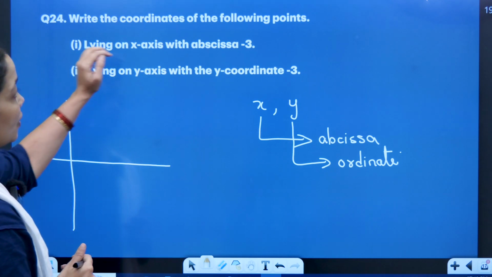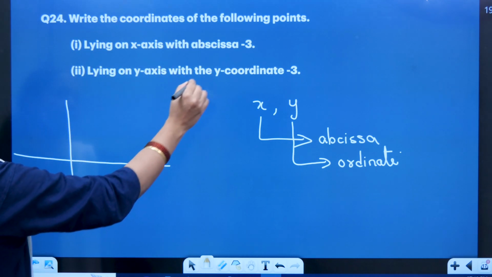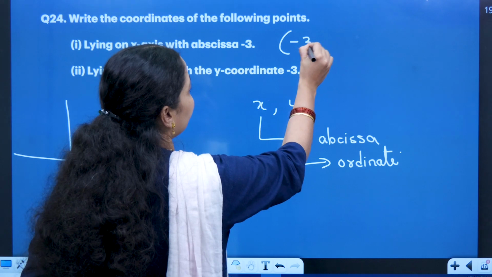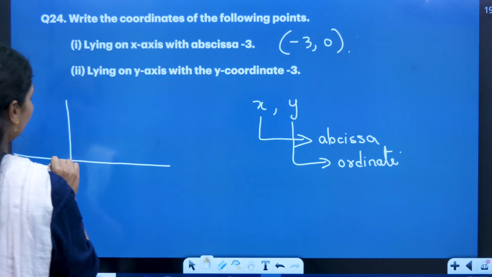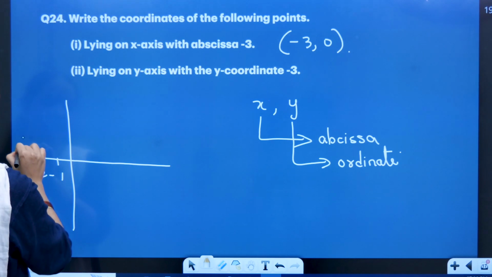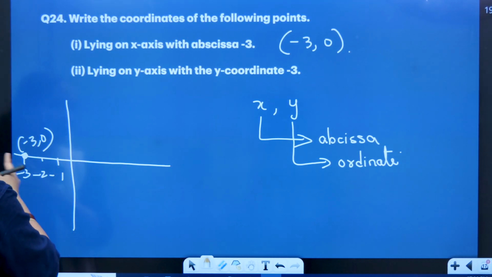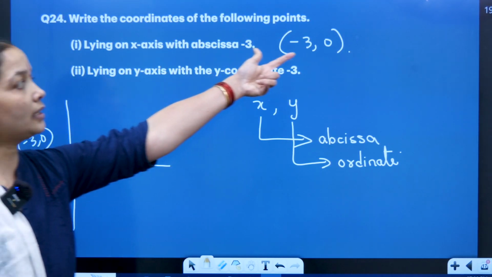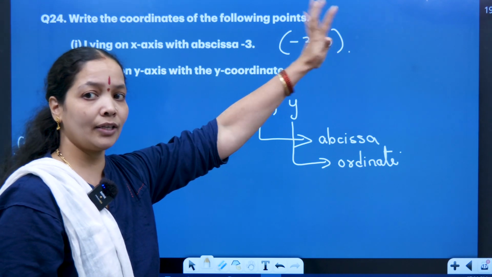Lying on the x-axis with abscissa as -3. That means the coordinates will be (-3, 0). I have -1 here, -2, -3. This will be my (-3, 0). Since it is lying on the x-axis, y is 0 here.